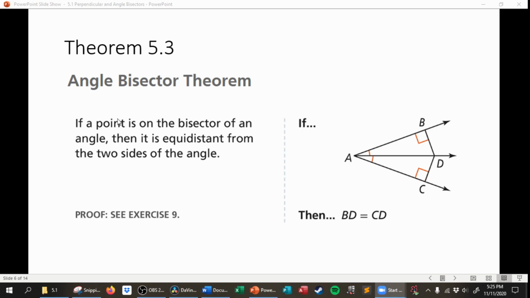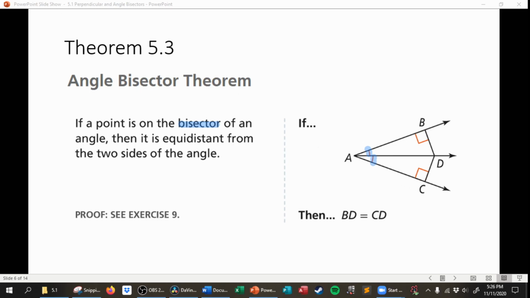The angle bisector theorem says if a point is on the bisector of an angle, then it is equidistant from the two sides of the angle. That's a big one, right? If a point is on the bisector. So let me start highlighting some of this stuff just so we can see. So we can see that this is in fact the bisector, right? So the line AD is what's cutting BAC in half.